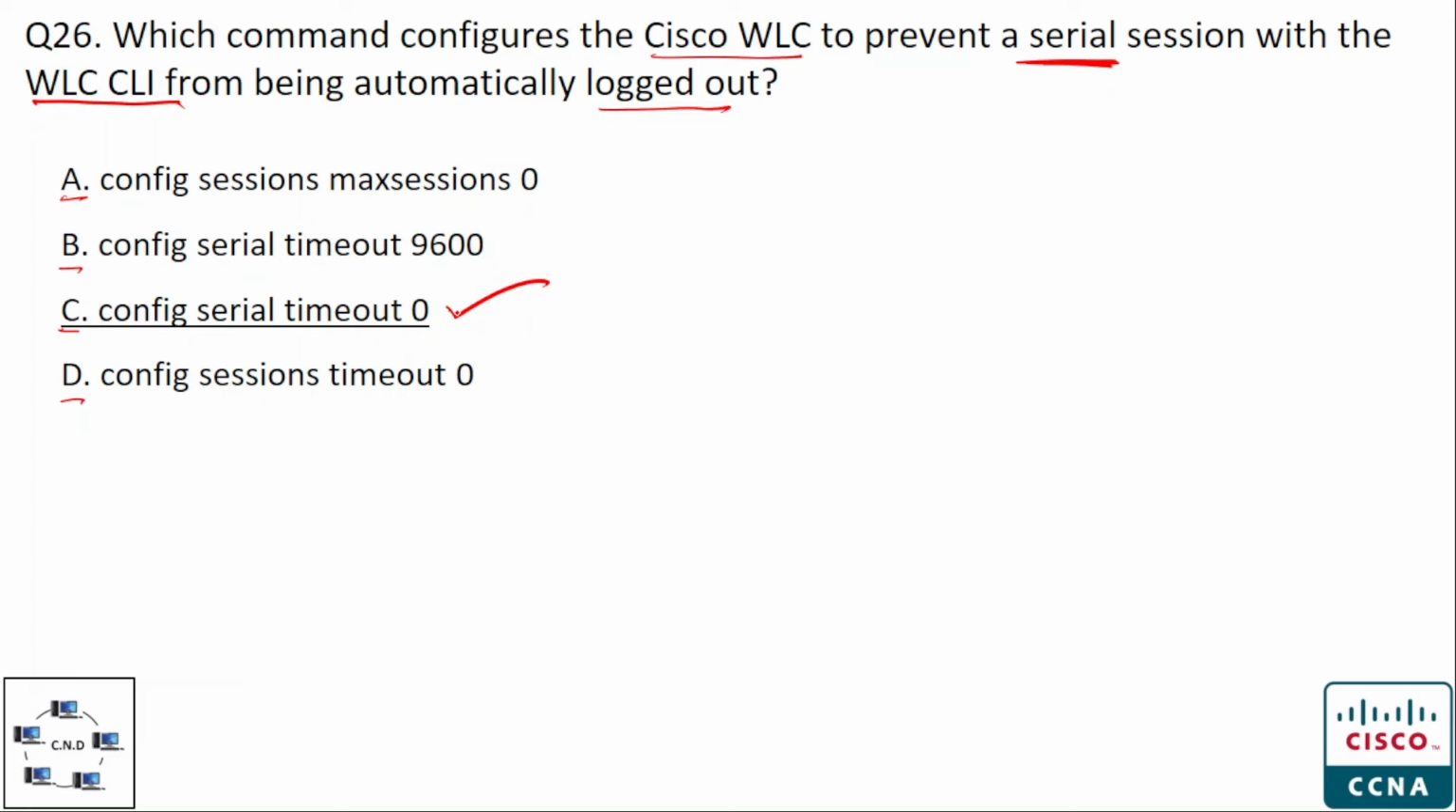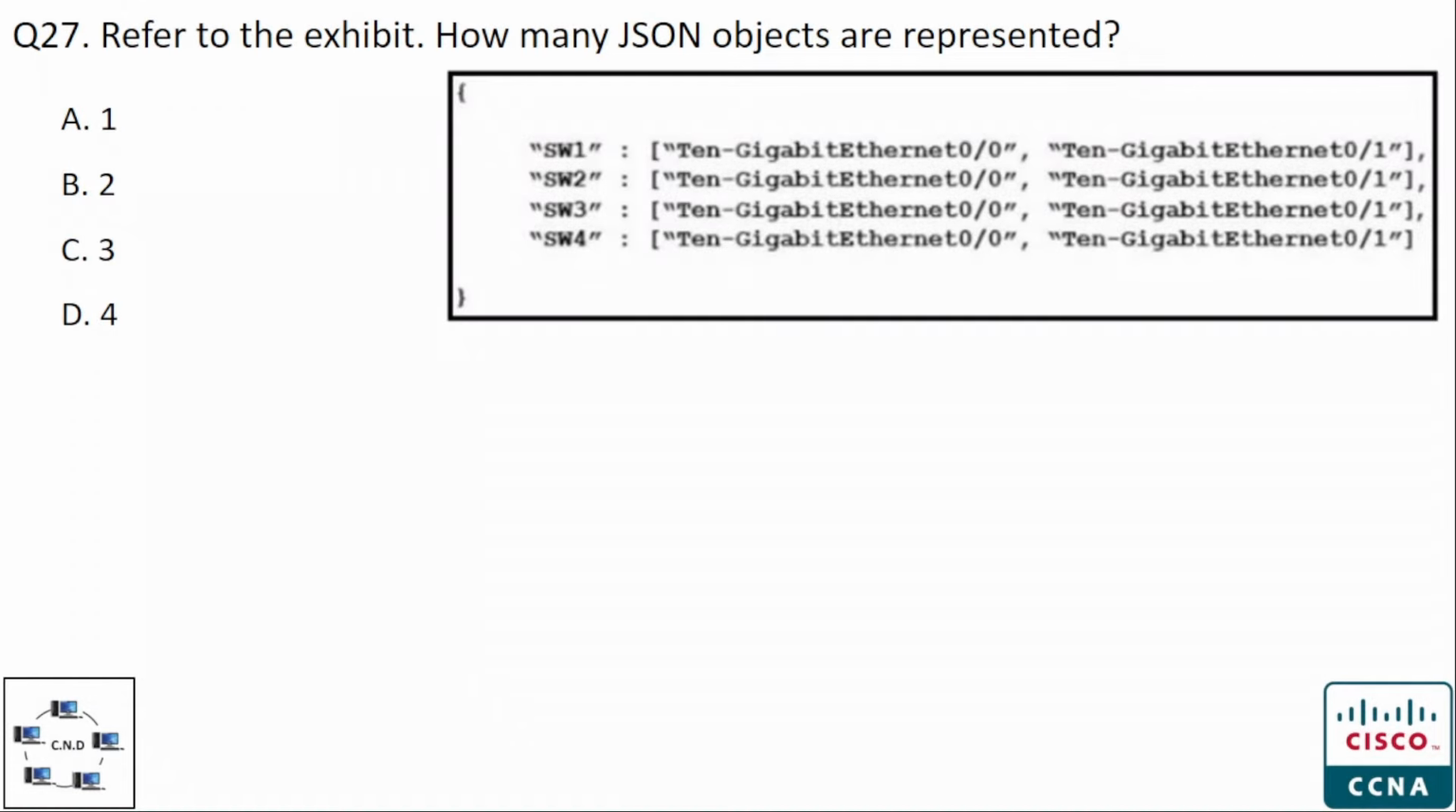So this command will make sure that the session is not automatically logged out. The serial word is used for serial connection, while the sessions is used for other types of connection, such as, let's suppose, telnet. Here we are talking about serial, so this option C is the correct option.